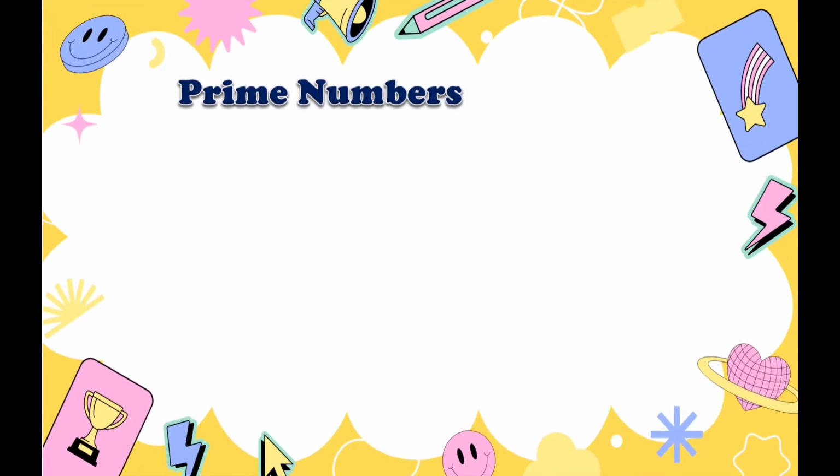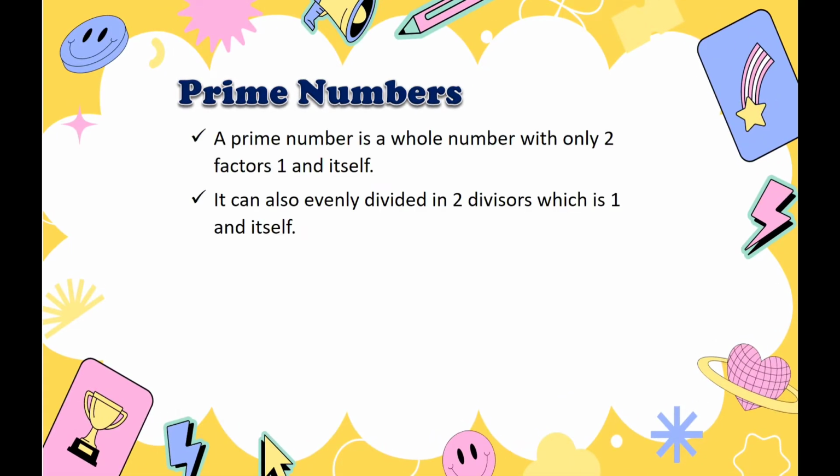So, what is a prime number? A prime number is a whole number with only two factors, 1 and itself. It can also be evenly divided by two divisors, which are 1 and itself. So class, pag sinabi nating prime number, ang factors niya ay dalawa lang. Pag sinabi nating factors, kung babalikan niyo yung quarter 1 lesson niyo, yung dalawang number na pinagmumultiply natin, ang tawag po dun ay factor or factors.